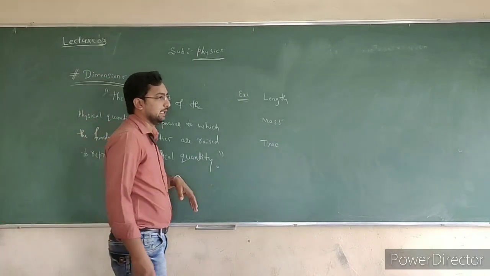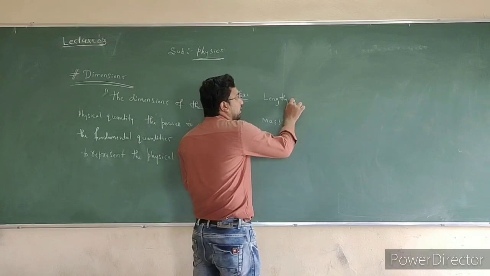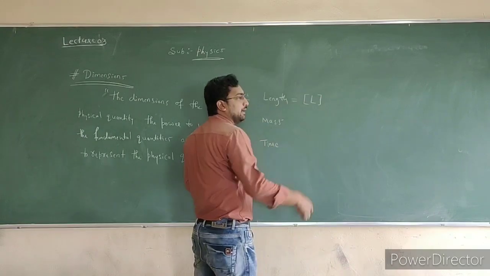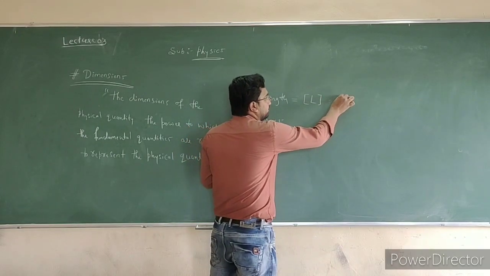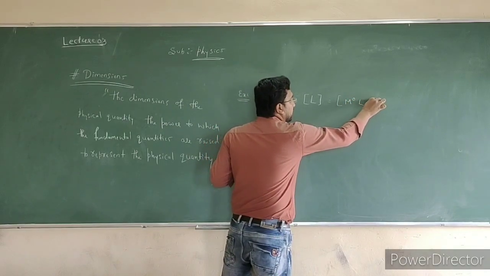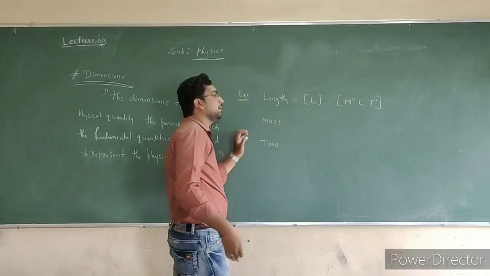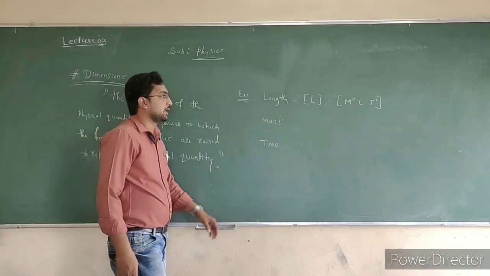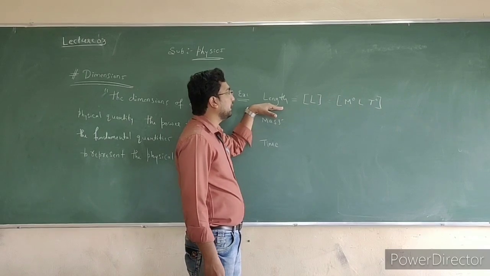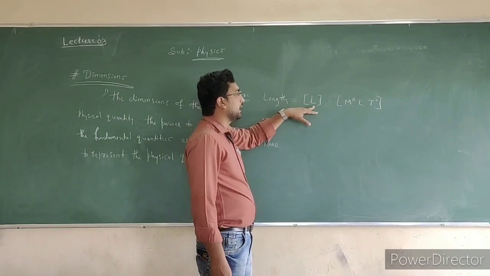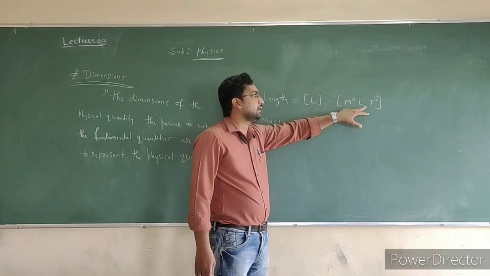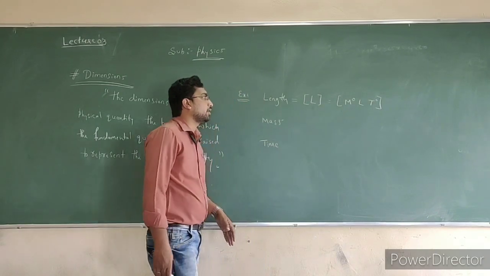The first example is length. The dimension formula for length is denoted by capital L, or M to the power 0, L to the power 1, T to the power 0. Both are right. Length means it has only length, that is L. So the dimension formula for length is L, or M^0 L T^0.